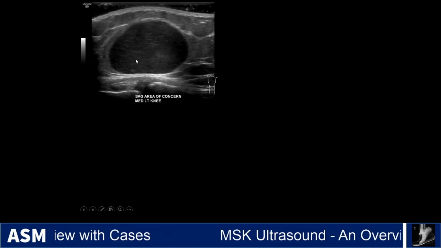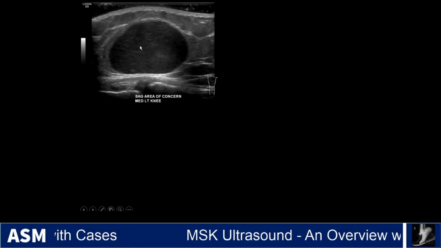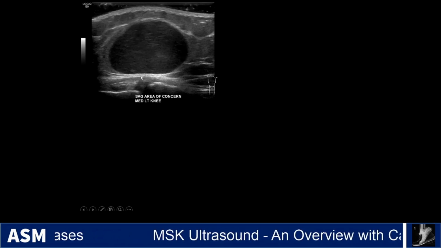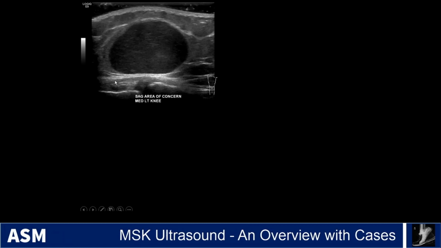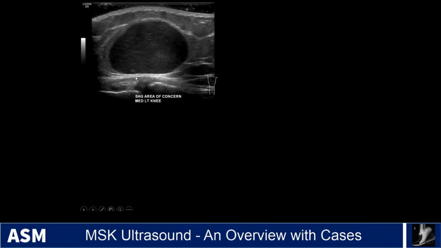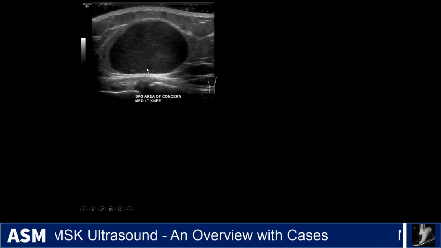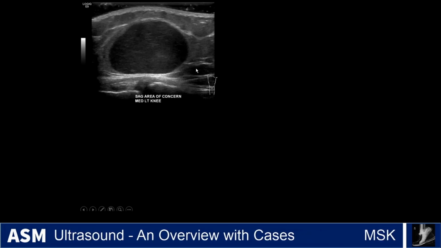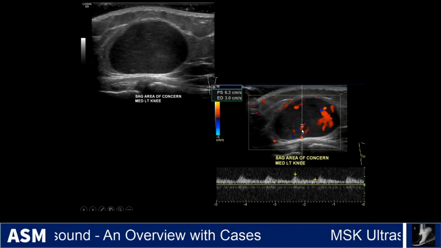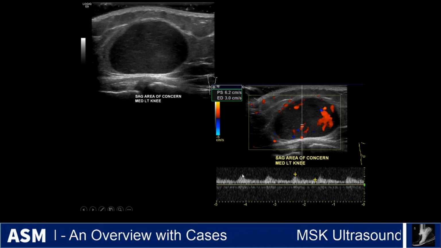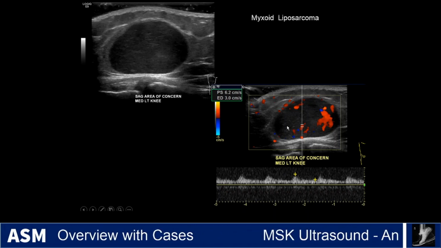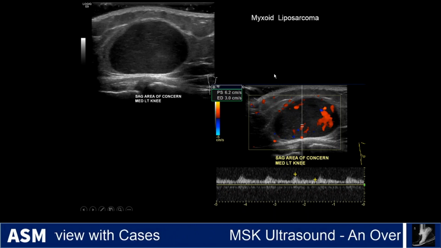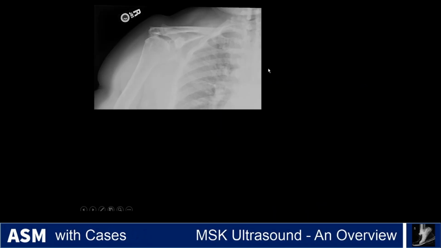So we did an ultrasound, and you can see that there's some complexity to it. There does appear to be some posterior acoustic enhancement, but you can see here's the MCL right here, MCL coming over, the medial meniscus down here. There's no continuity between them, and then we put color Doppler, and you see a lot of flow inside of this mass, low resistance arterial waveforms. This was a myxoid liposarcoma with no fat seen on MRI.